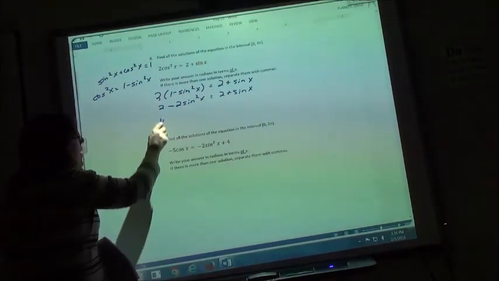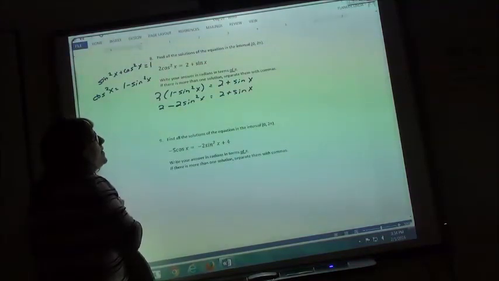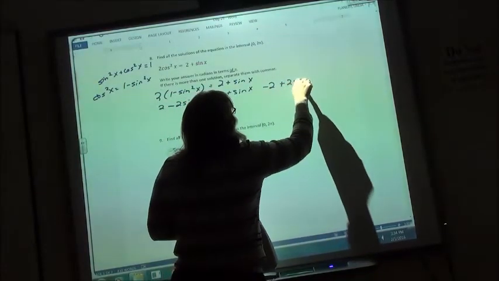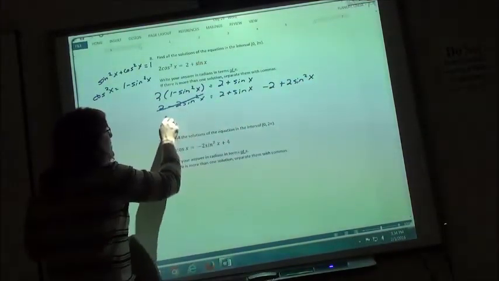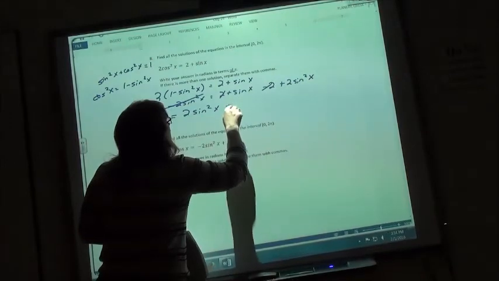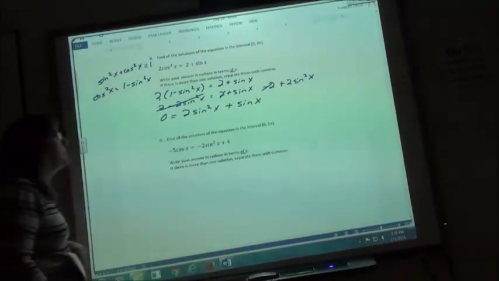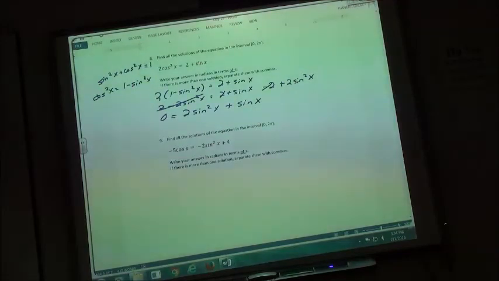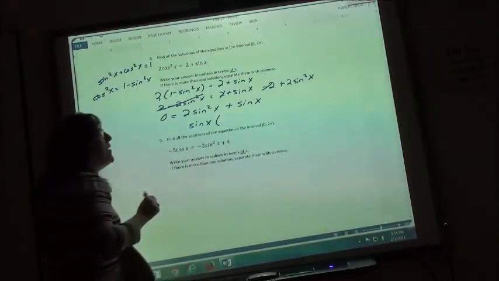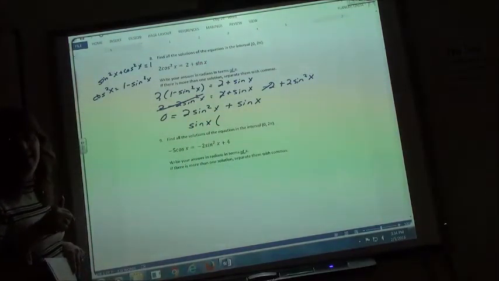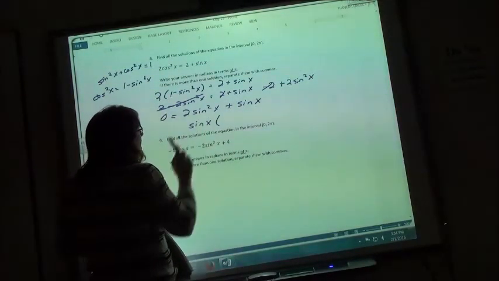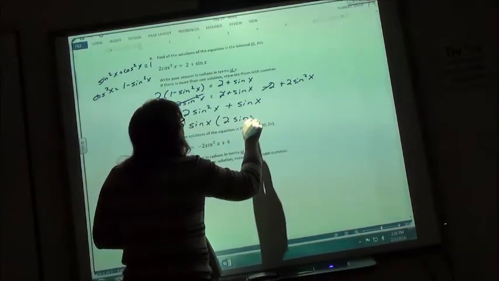In this case, I'm going to subtract my 2 and add my 2 sine squared of x. So minus the 2 plus the 2 sine squared of x. So 0 is going to equal 2 sine squared of x plus the sine of x. If I'm going to factor that one, you can see I can factor out the sine of x. If you need to, make it 2x squared plus x and factor it that way, but this one I think we can just see there's a common factor of sine of x. So if I take out the sine of x, I get 2 sine of x plus 1.